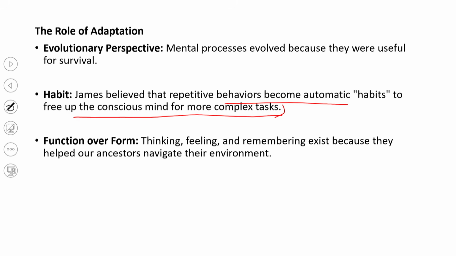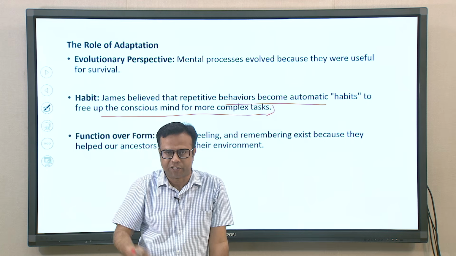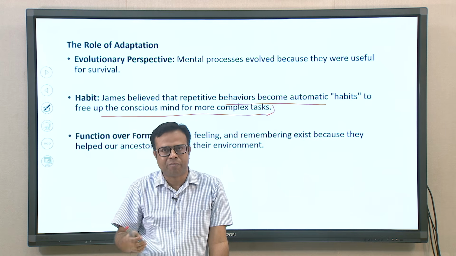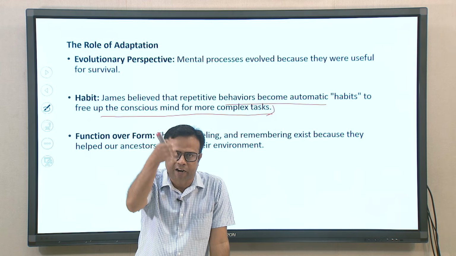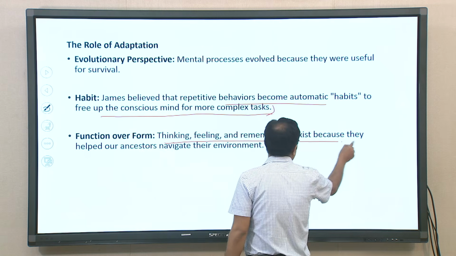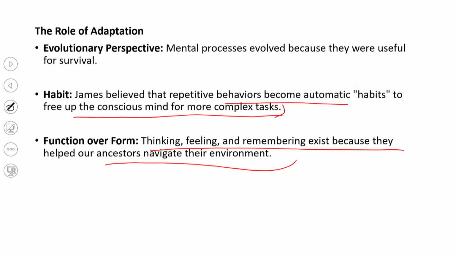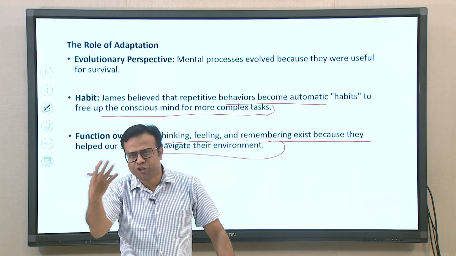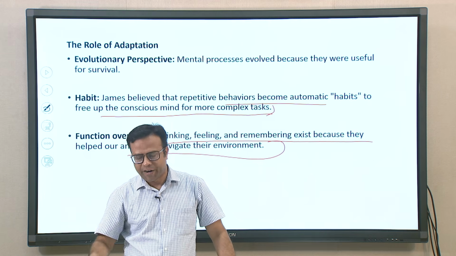So, we create certain habits which are automatic, and you do not have to pay much attention because it becomes automated. For example, when you start learning to ride a bicycle, initially it is very effortful, then it becomes automatic, you do not even pay attention, you can just ride it. So, these repetitive and automatic behaviors of the human mind are also functional, because then you do not have to give too much attention and energy to it, you can focus on other things. Focusing more on function over form, thinking, feeling and remembering exist because they helped our ancestors navigate their environment. Again and again, the focus was given to the functions of mind rather than the content of mind.